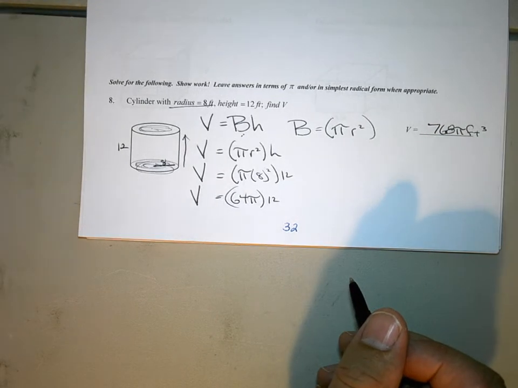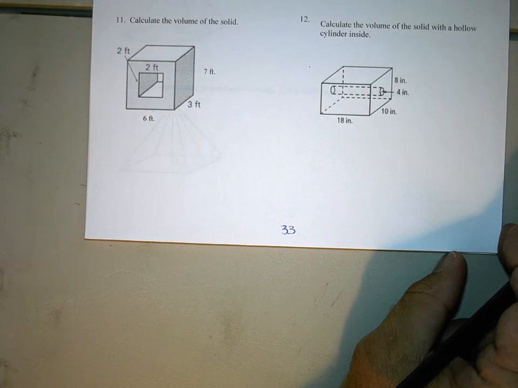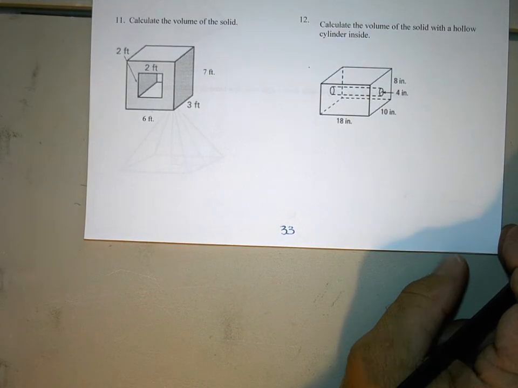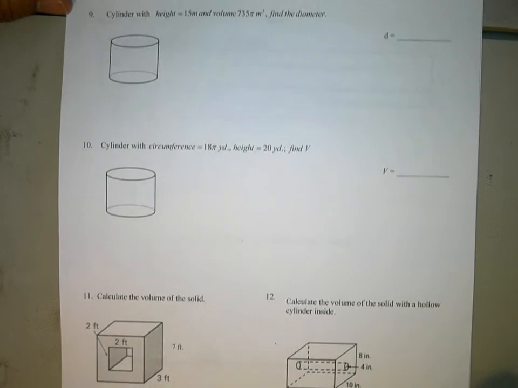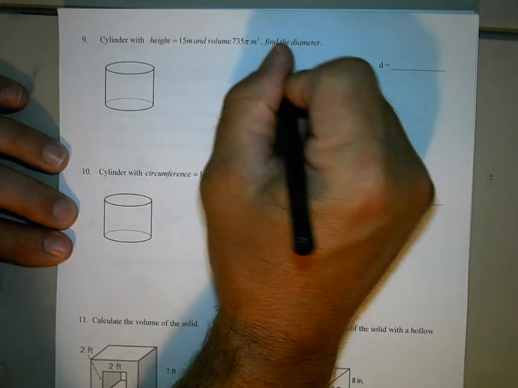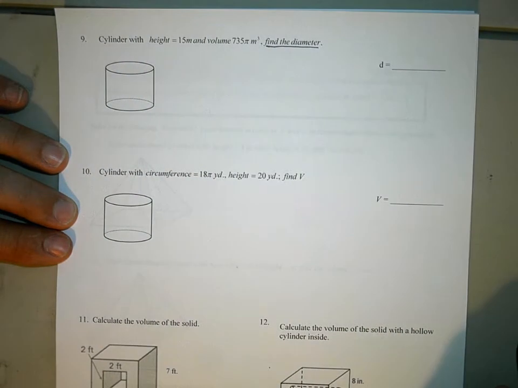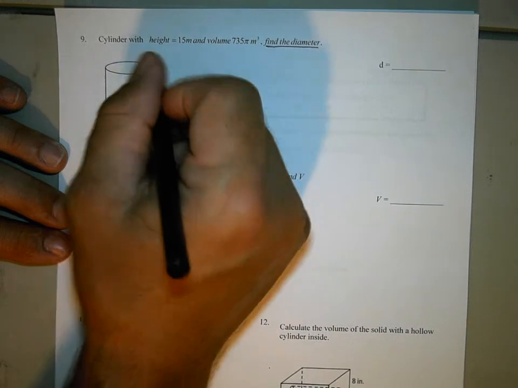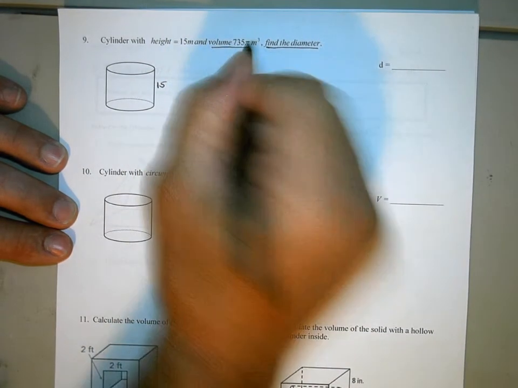Okay, moving on. All right, I'm going to do number 9 for you, because number 9 is one of those work backwards problems. They want you to find the diameter, okay? And what do we know? Well, we know the height is 15 and we know the volume is 735 pi.